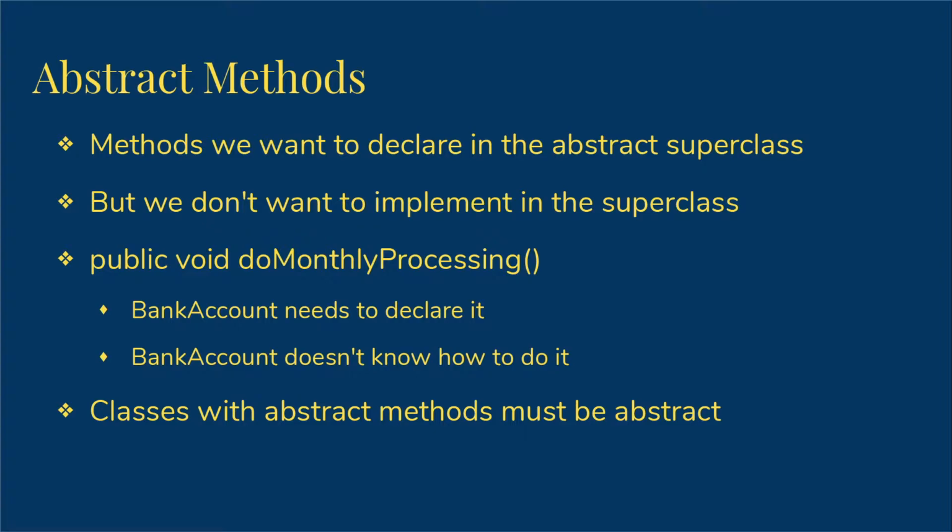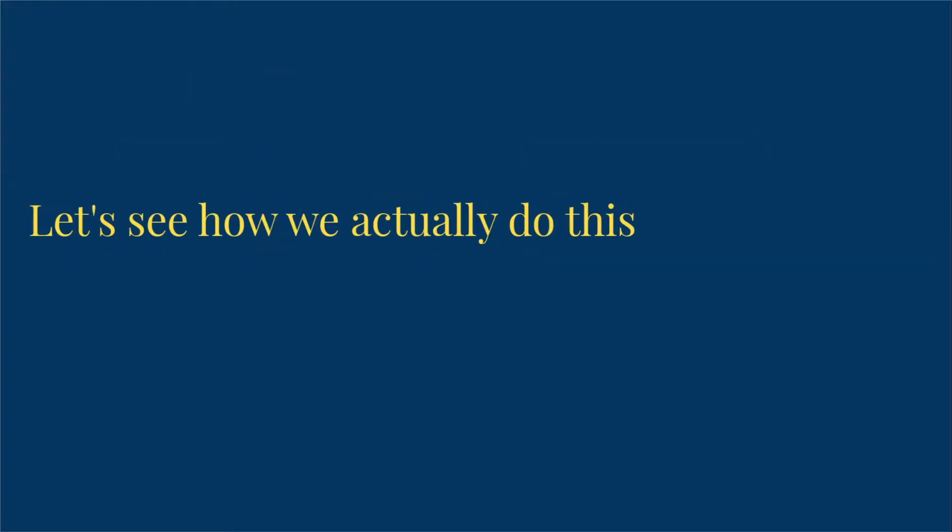With our bank account example, we might have a monthly processing method. Bank account needs to declare it so that we can call it with all of our objects using bank account reference variables. But bank account doesn't know how to actually do it because it's different for checking accounts versus savings accounts. Any class that has an abstract method must be an abstract class. So if any subclasses are to actually be usable, they're required to implement the abstract methods. Let's pop over to Visual Studio Code and take a look at how this actually works.